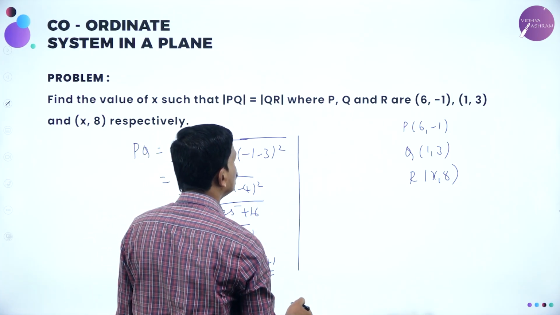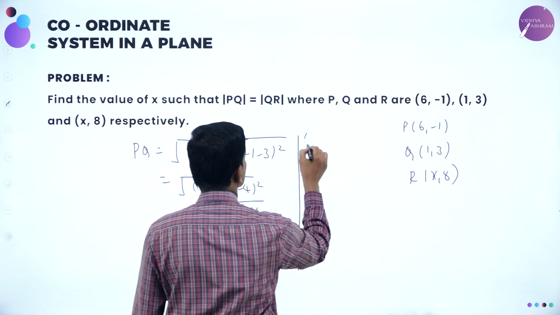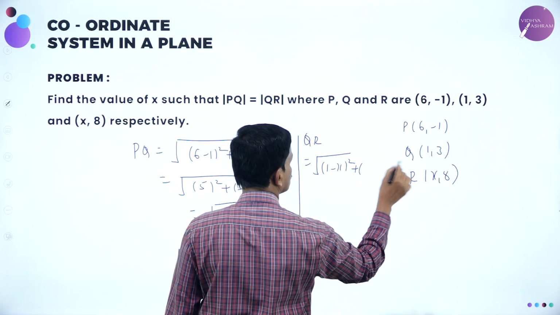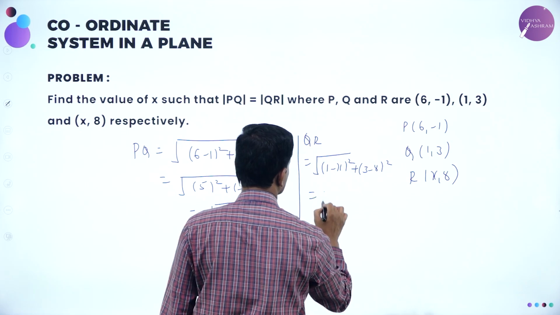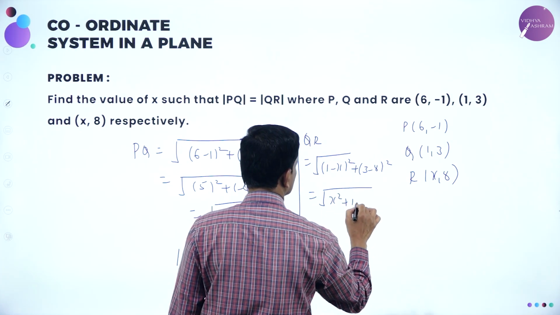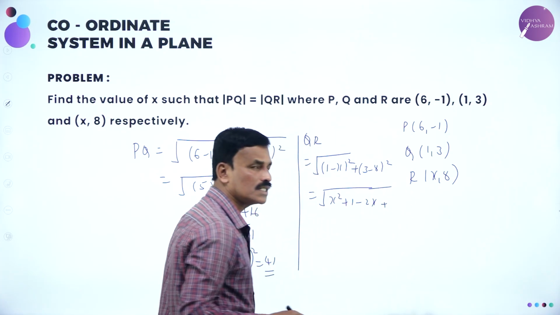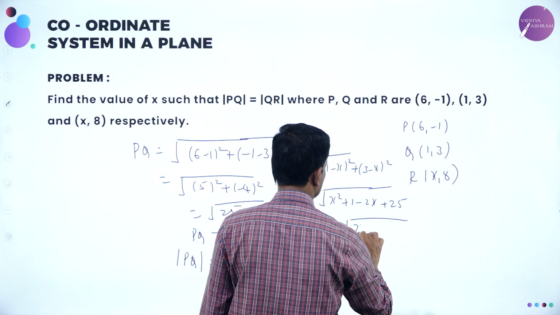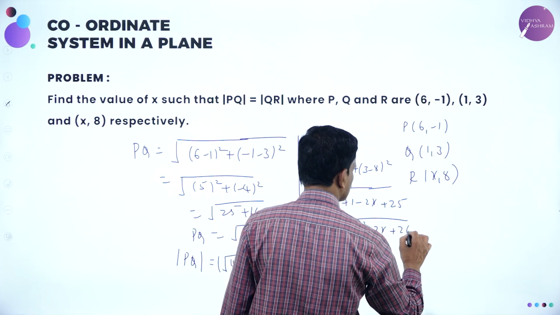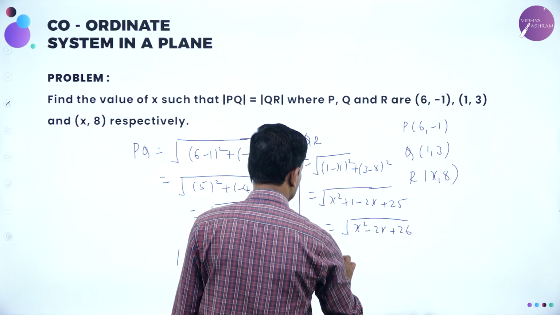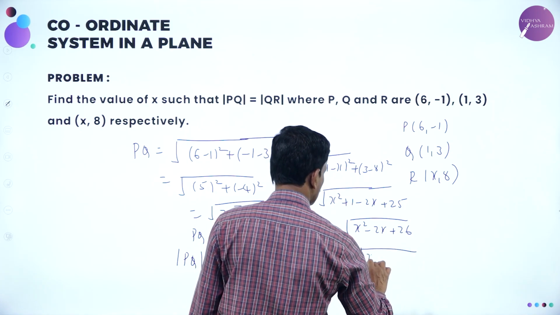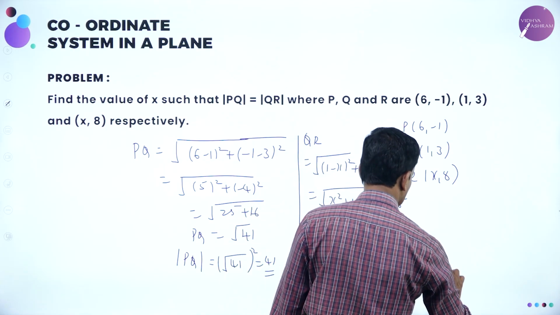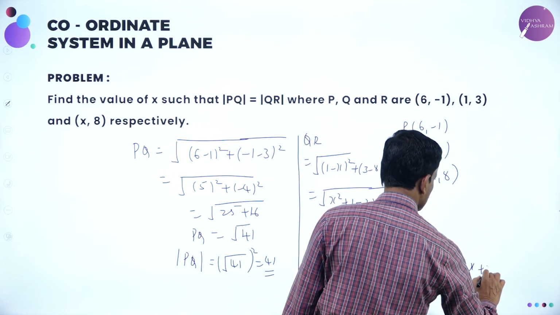Similarly, find out QR. QR is equal to root of 1 minus x whole square plus 3 minus 8 whole square, that's equal to a square plus b square minus 2ab, plus 3 minus 8 is minus 5, minus 5 square is 25. So that's root of x square minus 2x plus 25 plus 1 is 26. So the length of QR is nothing but square root of x square minus 2x plus 26, all the square. Square root gets cancelled, we will get x square minus 2x plus 26.